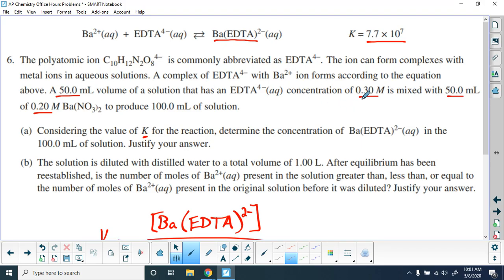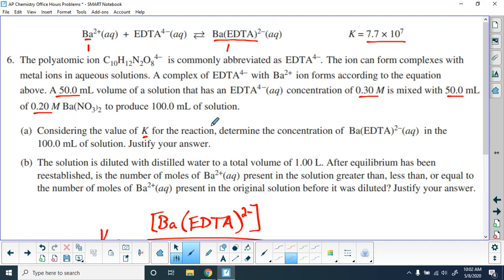Well, 50 milliliters times 0.3 gives me more moles of EDTA than 50 milliliters times 0.2. So the barium nitrate is our limiting reactant, and the barium nitrate is a 1-to-1 ratio for the amount of product that I get produced. So one of these produces one of these, and that's what I care about, is this product. So all I need to know is what is the concentration of barium ions in the initial solution, because all of it's going to react and turn into my product.